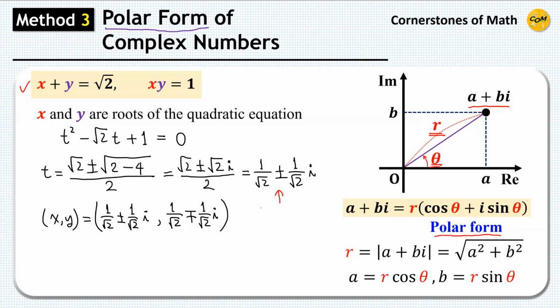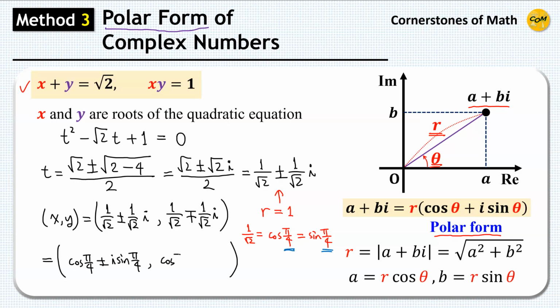For our two roots, their r values or absolute values are just 1. Moreover, it is not that difficult to find that the angle theta is pi over 4, so they can be written as cosine pi over 4 plus minus i sine pi over 4 and cosine pi over 4 minus plus i sine pi over 4.